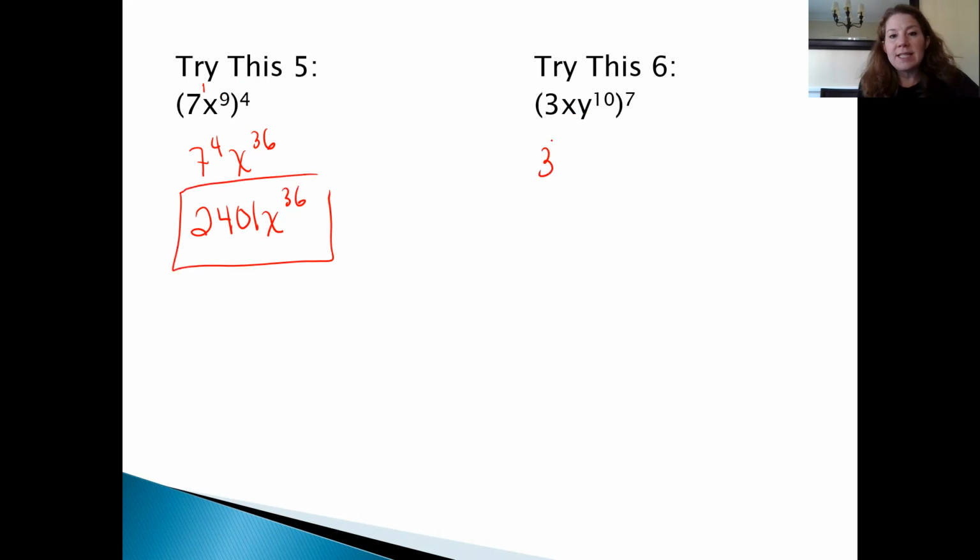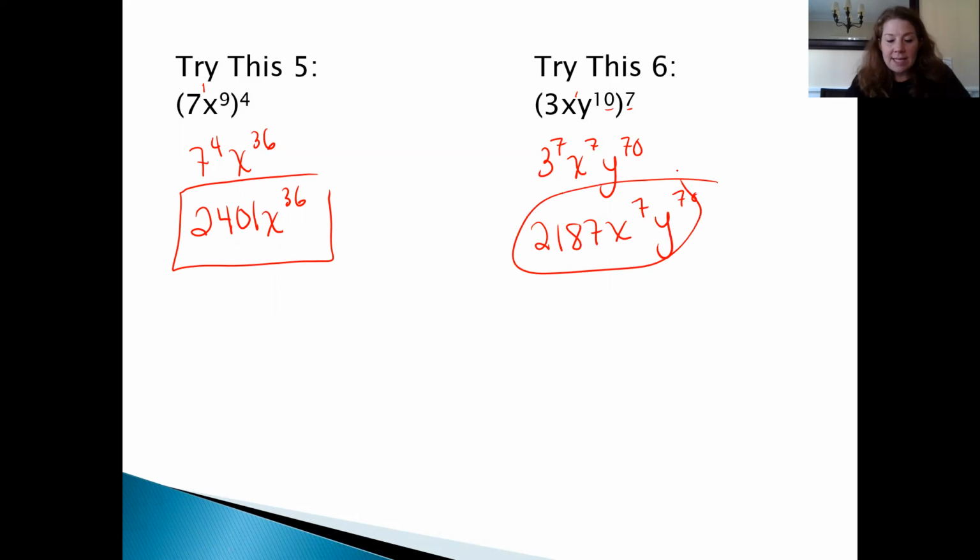And here we have 3 to the 7th, x to the 7th, y to the 70th. We're multiplying, right? And then 3 raised to the 7th is 2,187. X to the 7th, y to the 70th. And that is the answer.